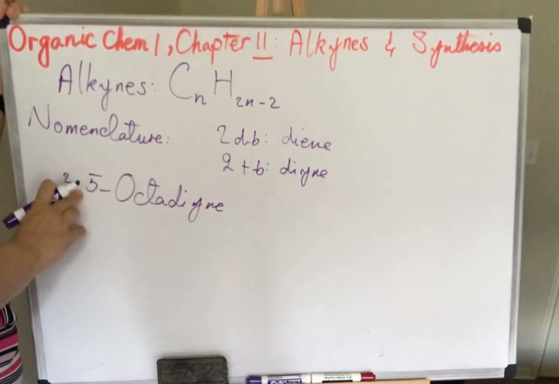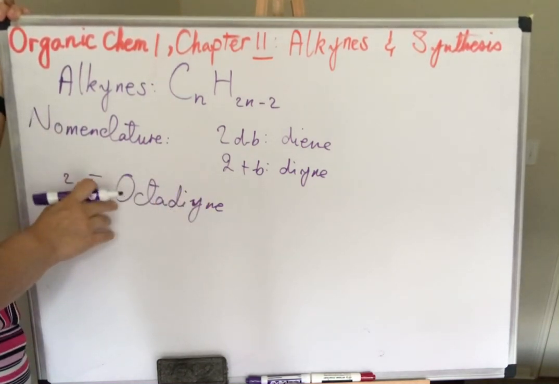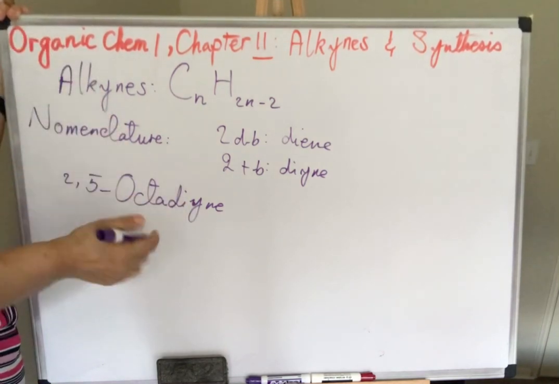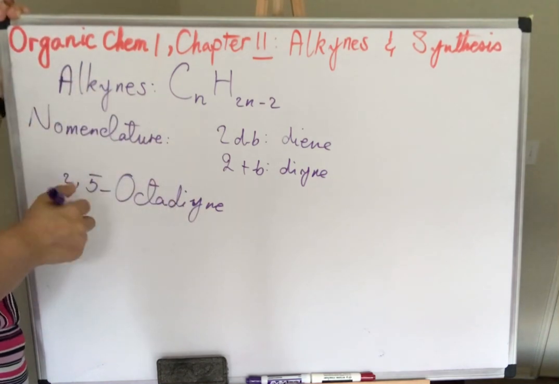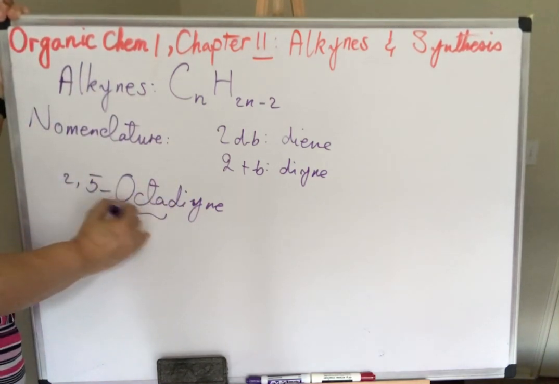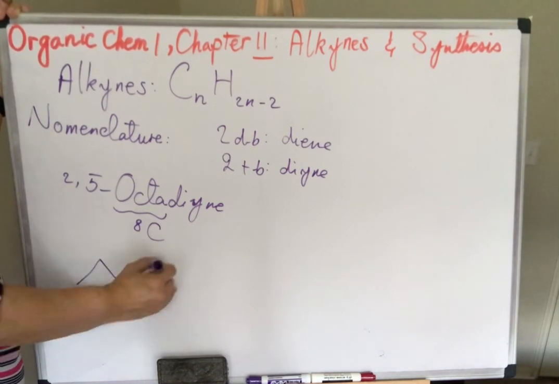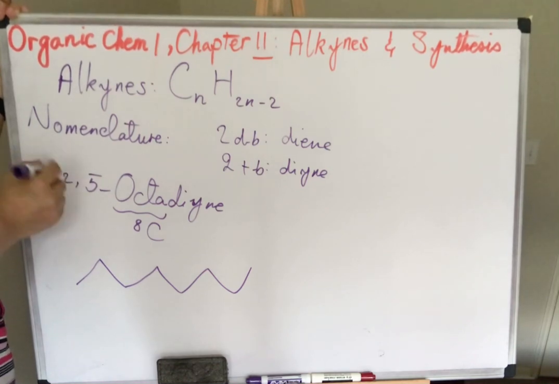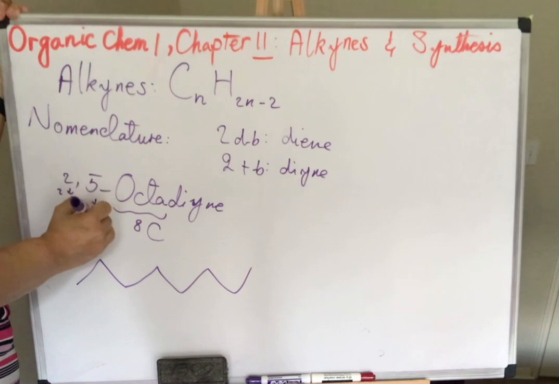So you see, when you want to write the name of the diene, you bring the root and then diene. If you have 3, you would put triene instead of diene. So that means we have an 8-carbon structure. So let's draw the structure: 1, 2, 3, 4, 5, 6, 7, and 8. Where are the 2 triple bonds? Between 2 and 3 and between 5 and 6.